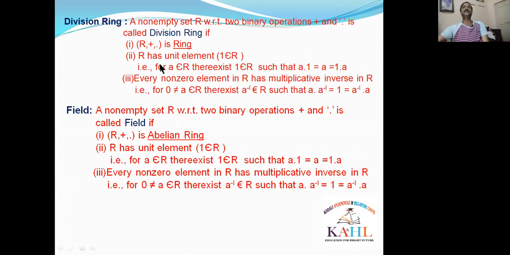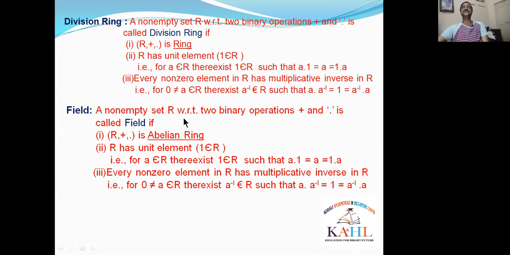What is the main difference between these two definitions? Abelian is the only difference. You can observe that. In the field, abelian is the extra one. Okay, are you following? Division ring also satisfies three bits. Field is also satisfying three bits. In these two definitions, the first bit is the difference. What is the main difference? (R, +, ·) is a ring in the division ring, and (R, +, ·) is an abelian ring in the field definition.